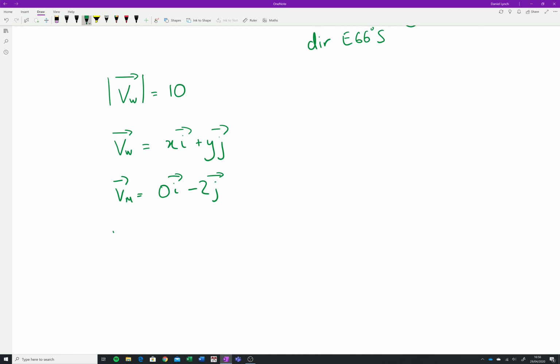So first of all, let's get what the wind is doing relative to him. And we know that it is this thing minus the thing below it. So it's going to be xi minus no i's, and it'll be yj minus a minus 2j. So that is going to end up to be y plus 2j's. And it says here that the wind appears to be blowing from the northwest. So it's doing that, directly northwest. That's actually the same as what we had the last time. Third time lucky here. So that's 45 degrees.